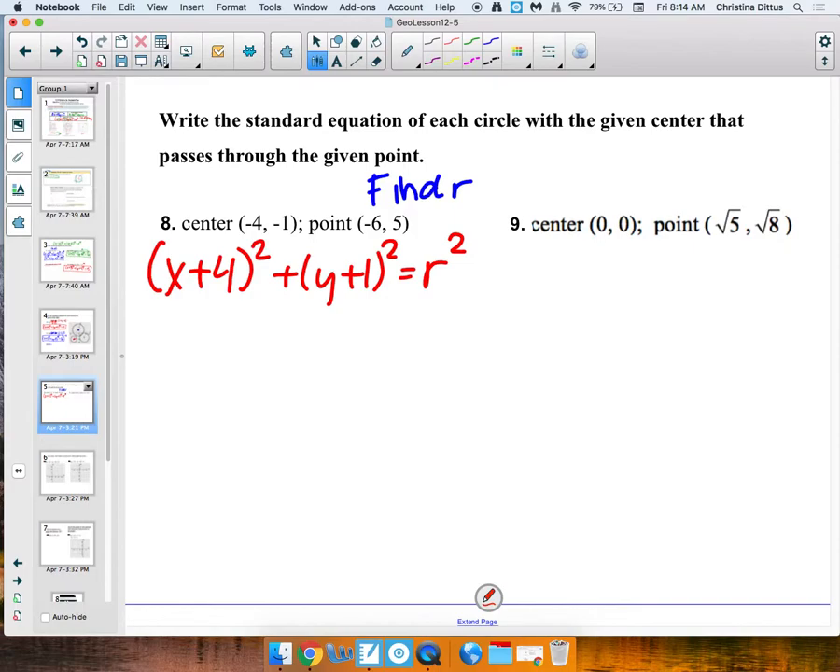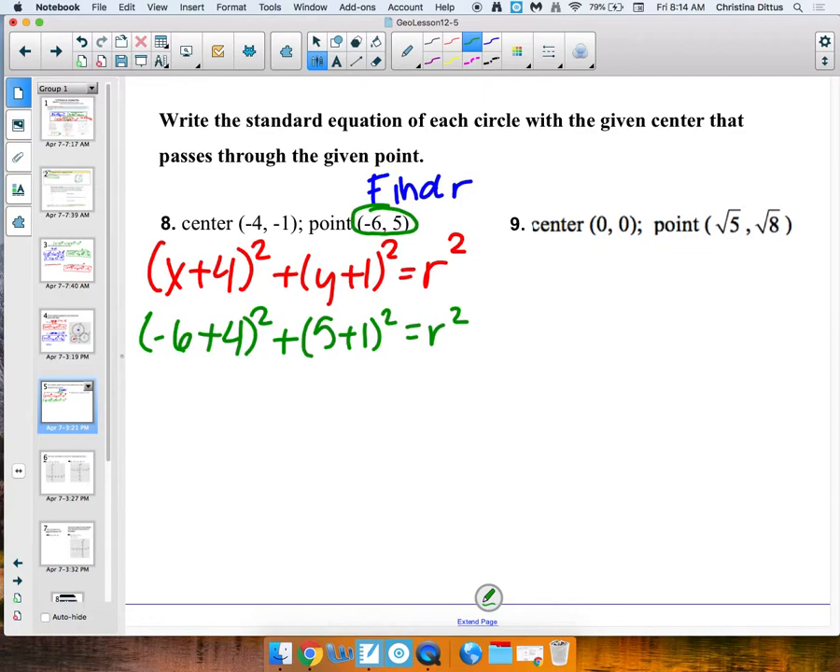Okay, let's think about this. I have a point, negative 6, 5. Give me your best guess what we're going to do with that negative 6, 5. What is X and Y? Put it in for X and Y. Which one should go in for X? The negative 6. So I have negative 6 plus 4 squared plus 5 plus 1 squared, still equal to R squared.